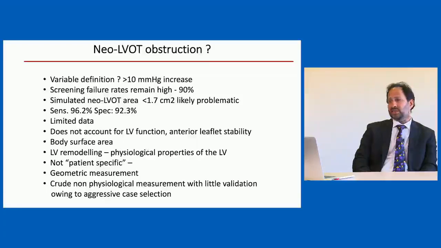And this threshold gives a sensitivity of about 96% and a specificity of 92.3%. However, this is based on limited data and is limited because it does not account for left ventricular function, anterior leaflet stability, body surface area, and is not indeed patient-specific. We have to remember that outflow tract obstruction is a physiological phenomenon and not an anatomical phenomenon, and hence there is a need for more sophisticated computational techniques to better predict outflow tract gradients than geometric evaluation alone.